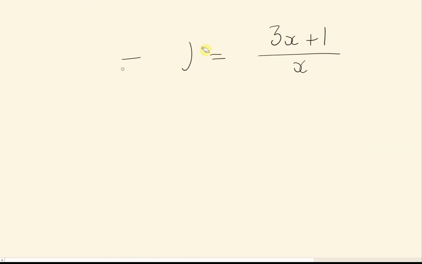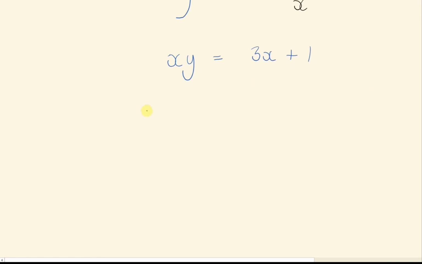So first step is always the same. We're going to just write this as a y to make it a bit easier. Next, we get rid of the fraction. We're going to multiply this up by x. So my next line is going to be xy equals 3x plus 1. Now to solve this, we want all the x's on one side and everything else on the other side. So I'm going to bring this 3x across, and it'll become minus 3x. Again, opposite of plus 3x is minus 3x.